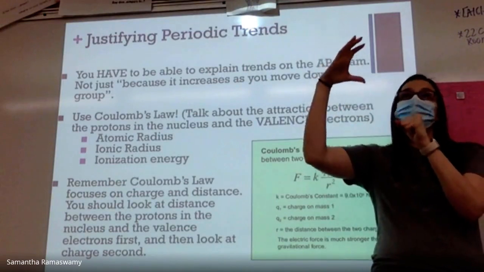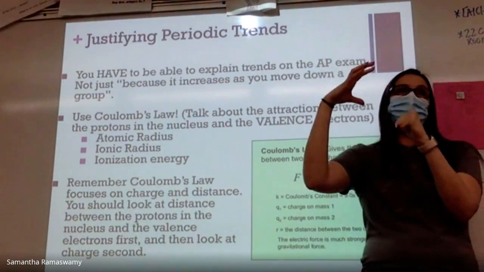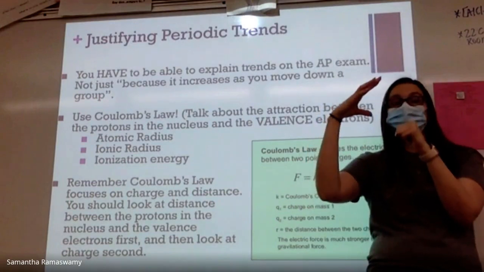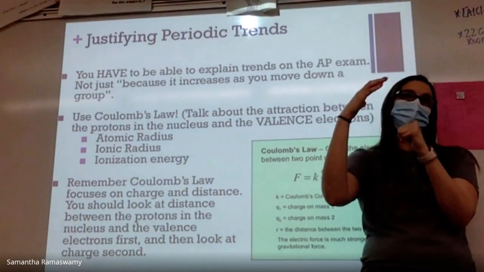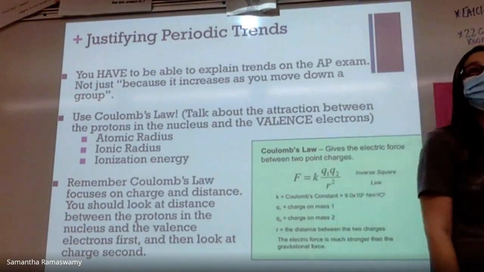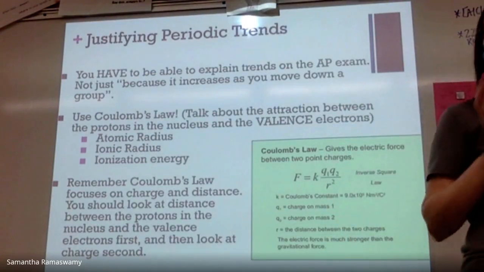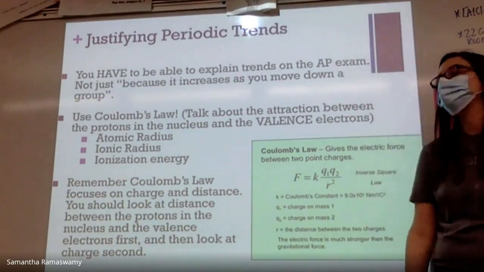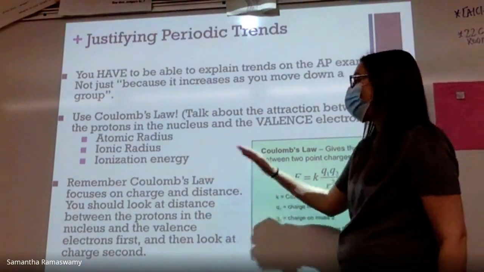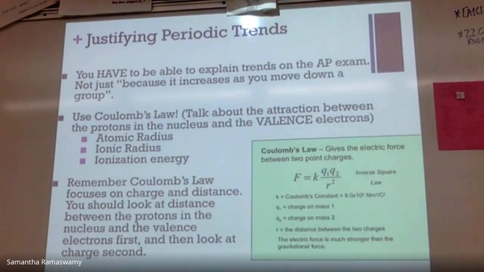If it has a stronger attraction, that's going to pull them in a little bit, which means it's going to make it smaller. That means it's going to be harder to remove one of those valence electrons, but it's a little bit easier for an electron to stick, right? If it's a stronger force of attraction, it's easy to attract another electron. But always look at distance first, then look at charge.